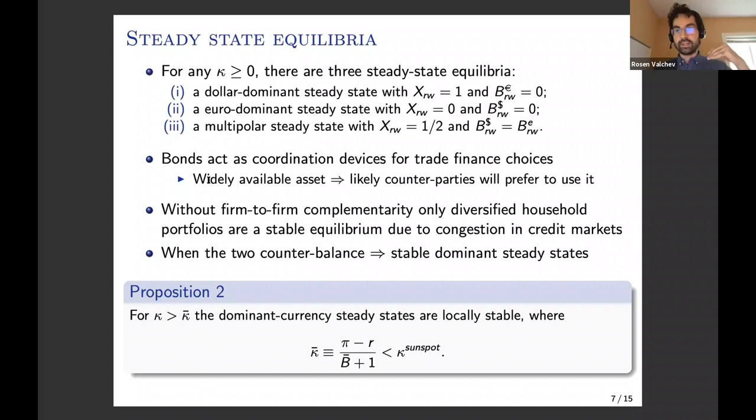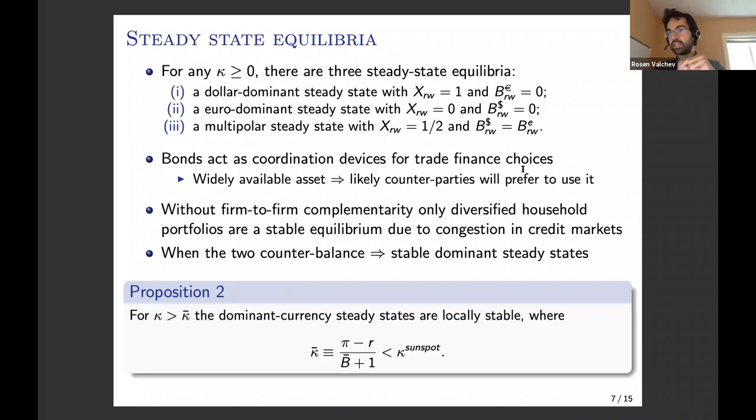In particular, it's a little bit more intuitive to just think about the firms trying to interact with each other. If the firm in country I thinks that everybody else is going to be using dollars, it's likely to also choose to finance itself in dollars. If the firm in country I thinks everybody else is using euros, it's going to use euros. In other words, there's a potential for sunspots. But the bonds and the financial friction in these markets are helping act as a coordination device.